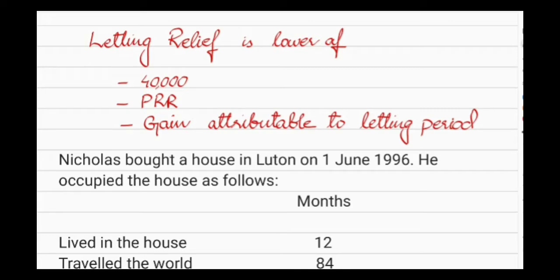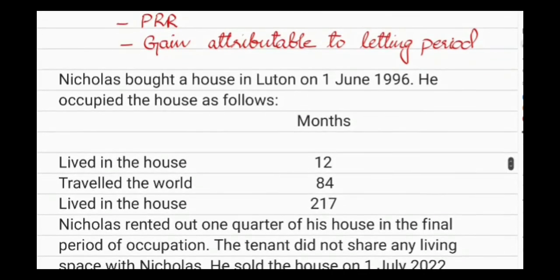That means letting period divided by period of ownership multiplied by gain.